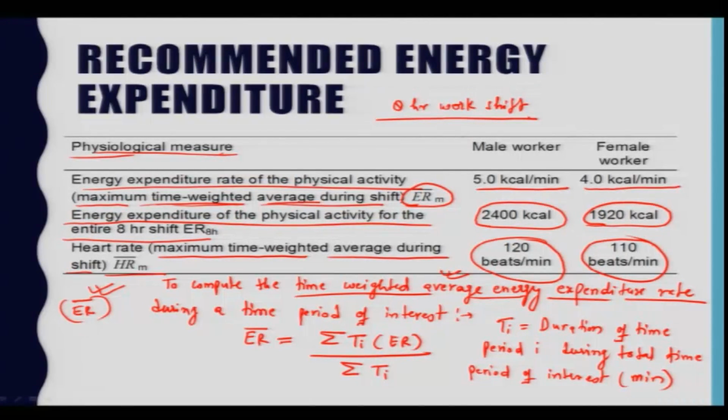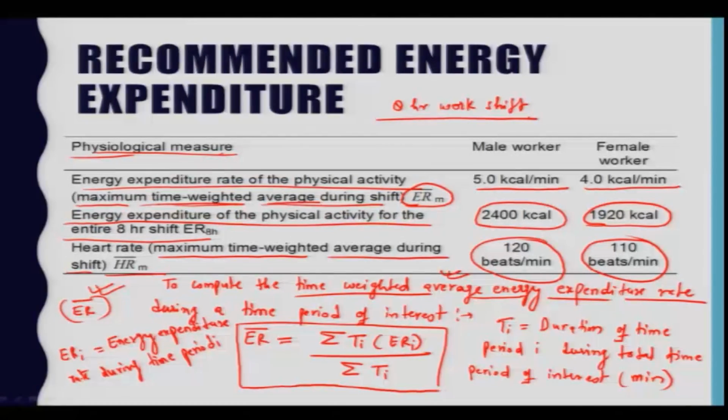So ERI is the energy expenditure rate during time period I, and the summation is carried out over all the individual periods in the total time period.